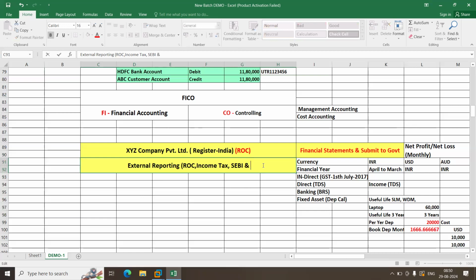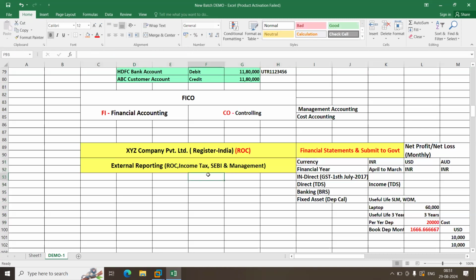It is important for management, and it is more important for management, but mandatory for the government. This is what we call external reporting. Whenever it is mandatory for external reporting, what do we need to do? As per the country's legal requirements, you have to prepare your financials. That's what we are talking about here.